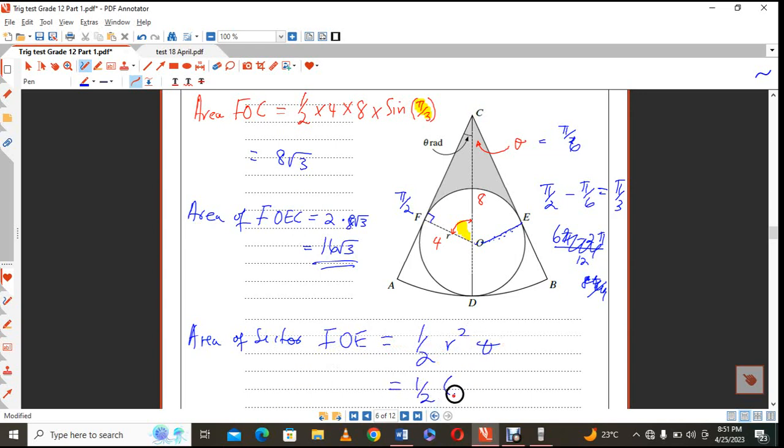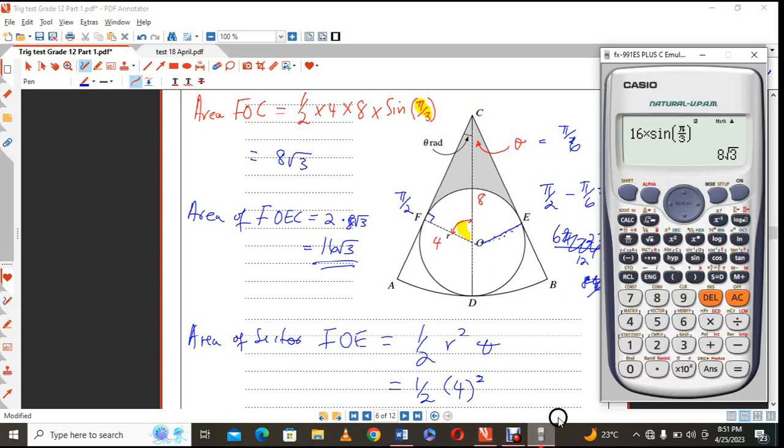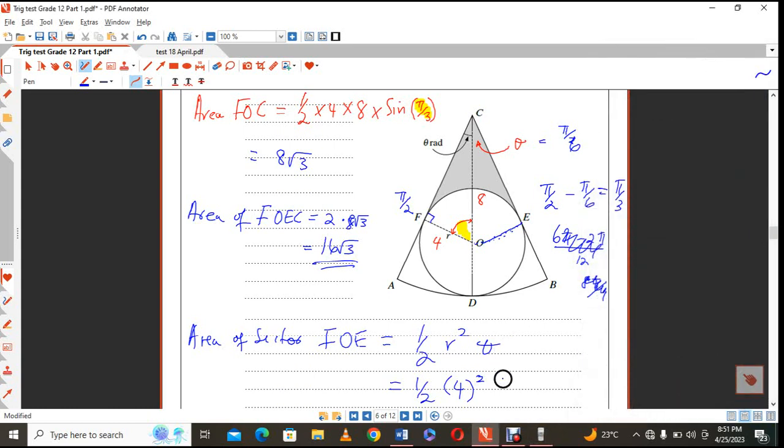So it's a half, and the radius is 4. And the angle now, remember that angle here is pi over 3. So 2 of that, so it's going to be pi over 3 plus pi over 3. Okay, so that whole angle there is now 120 degrees, which is the same as pi over 3 times 2, that's 2 pi over 3. Everything should be multiplied together. That's going to give me this unshaded sector here.